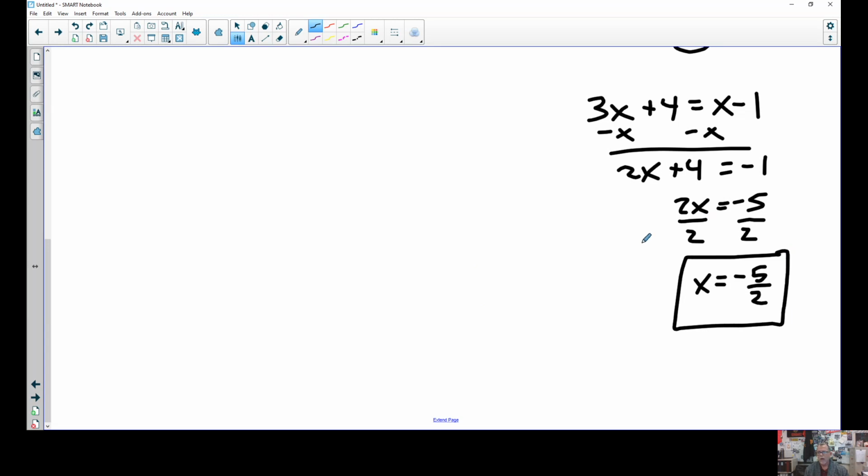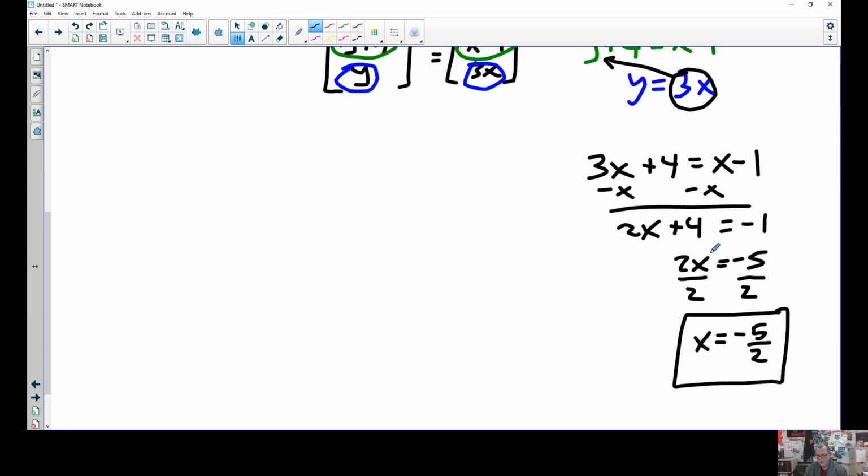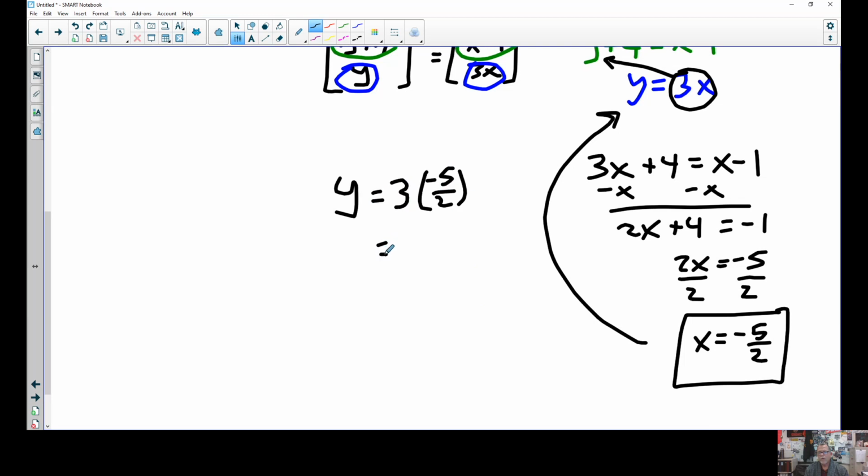So we've solved for x, so we have one of the things we wanted. We need to find y. Well, how do we find y? Well, what did we know? Up here, they told us y is equal to 3x. So I just go over here and say y equals 3 times negative 5 halves, which is negative 15 halves. And we have our value for y. And we've solved what they asked us to do.